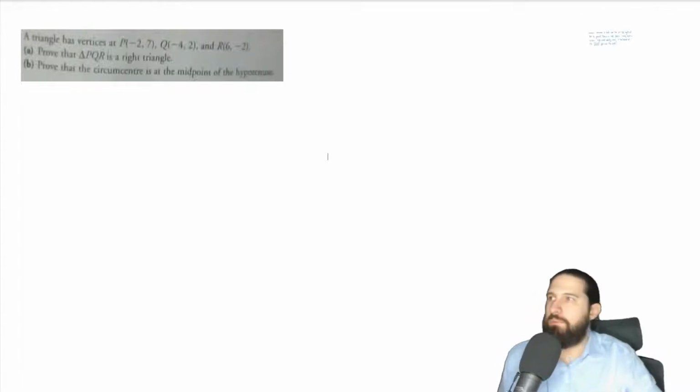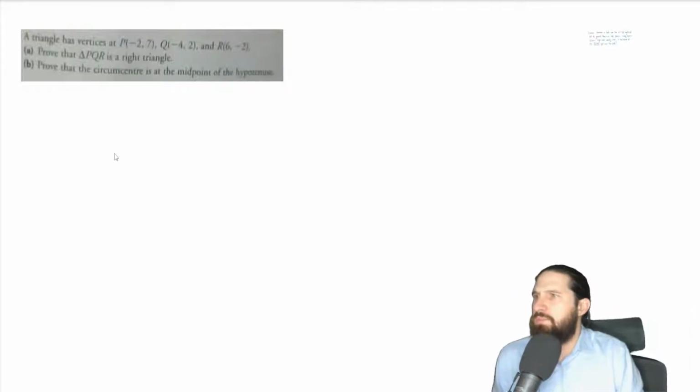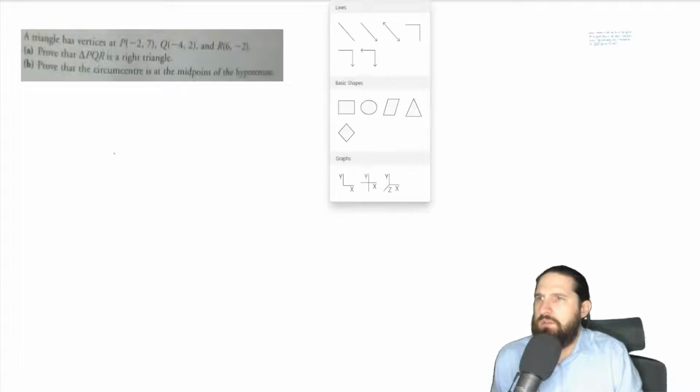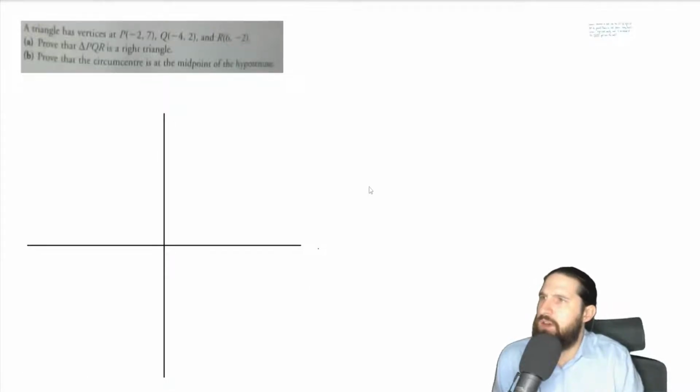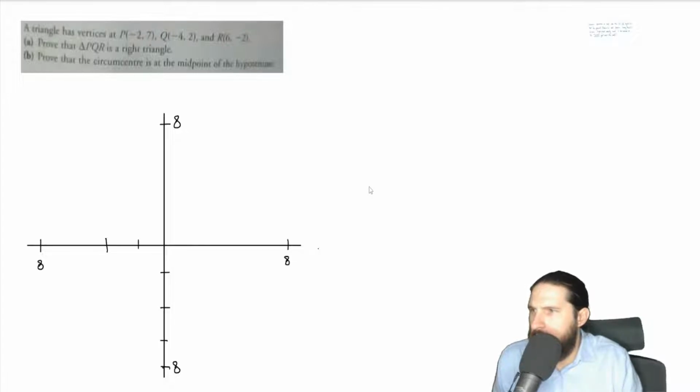All right. Let's do it. Okay, a triangle has vertices at P, Q, and R. Let's see if we can draw this semi-decently. 6, 7 is the biggest, so let's go to like 8 in each. And then we'll cut it in half and cut it in half again, until we get 4, 4, 4, 4. Beautiful.